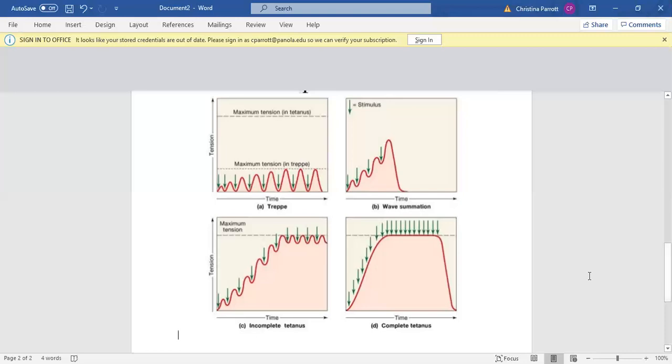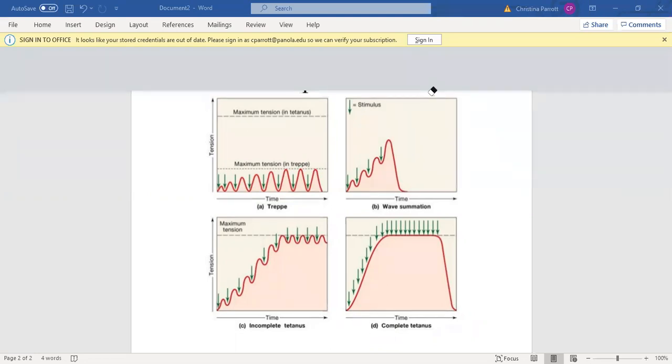So let me get my pen here, my handy dandy pen. Let's talk about these. You'll see that you're going up in tension with each successive stimulus. But what you also see is you have a complete resting phase. So it goes all the way back down to 0 tension every time, okay? So in treppe, you have an increase in your tension with each successive stimulus, but you also have complete relaxation after every contraction.